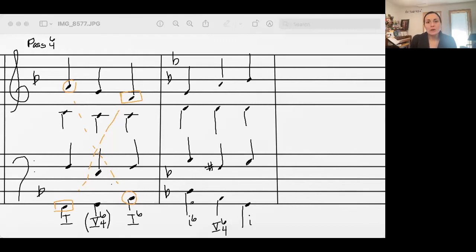Okay, so again, if I get my blue, we've got the voice exchange happening here and there, and our 5/6/4 in between. So that's what it might look like in minor. Just don't forget that minor has to facilitate a raised leading tone. Now let's go back to major for a minute.